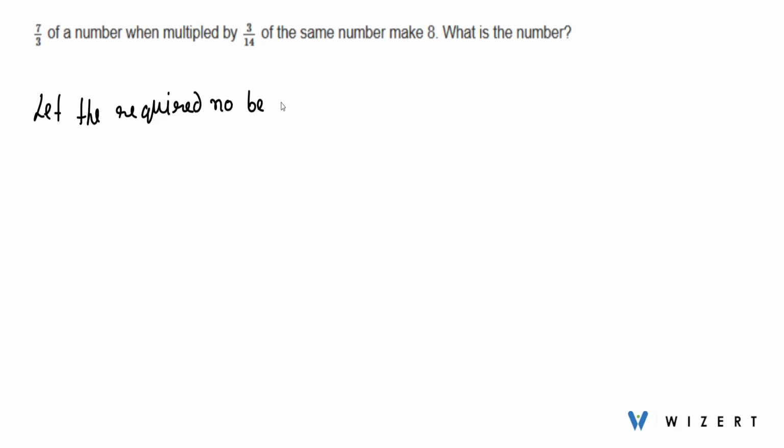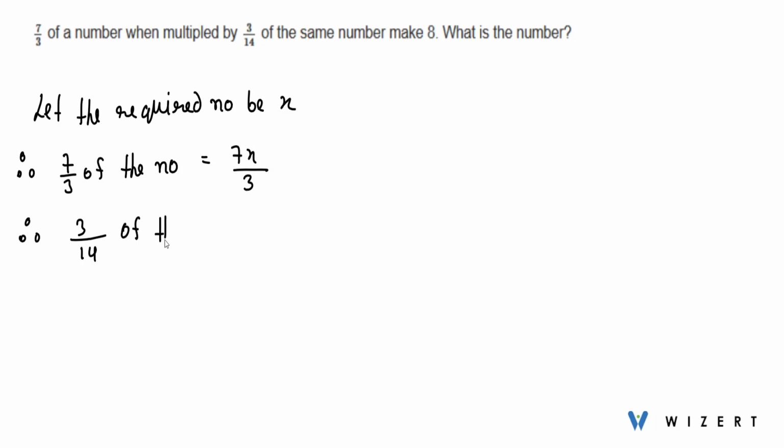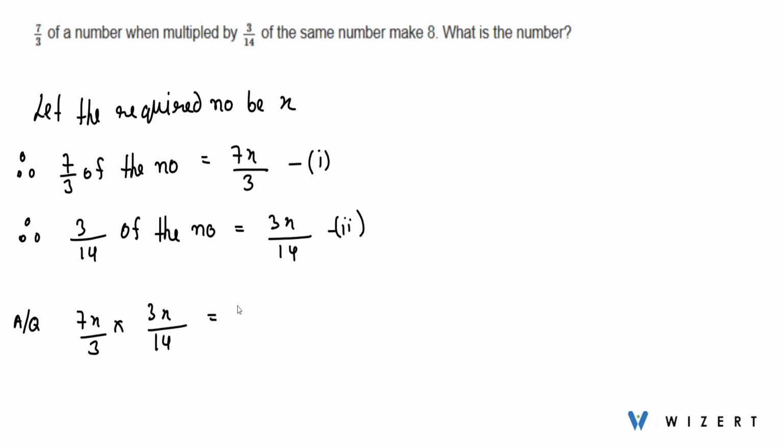So let the required number be x. Therefore, 7 by 3 of the number will be equal to 7x upon 3, right? And also 3 by 14 of the number will be equal to 3x upon 14. Now according to the question, the product of these two numbers, that is 1 and 2, will be equal to 8. So 7x upon 3 multiplied by 3x upon 14 will be equal to 8.